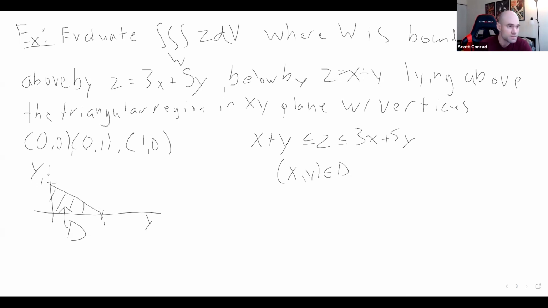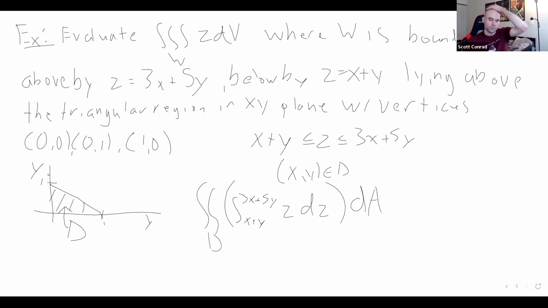Okay. So it's z simple. So z is bounded by functions of x and y, so we need to integrate with respect to that first. So z goes from x plus y to 3x plus 5y. We're integrating z. So we integrate with respect to z first. And then we have a function of x and y, and we integrate that over the region D in the xy plane. And we'll set that second integral up in a second.